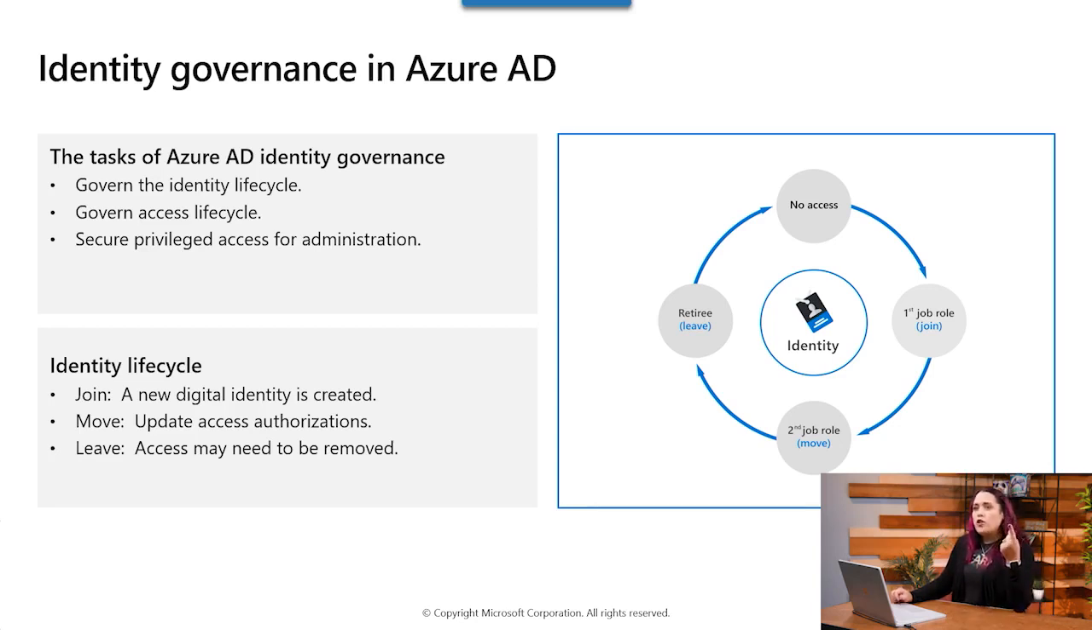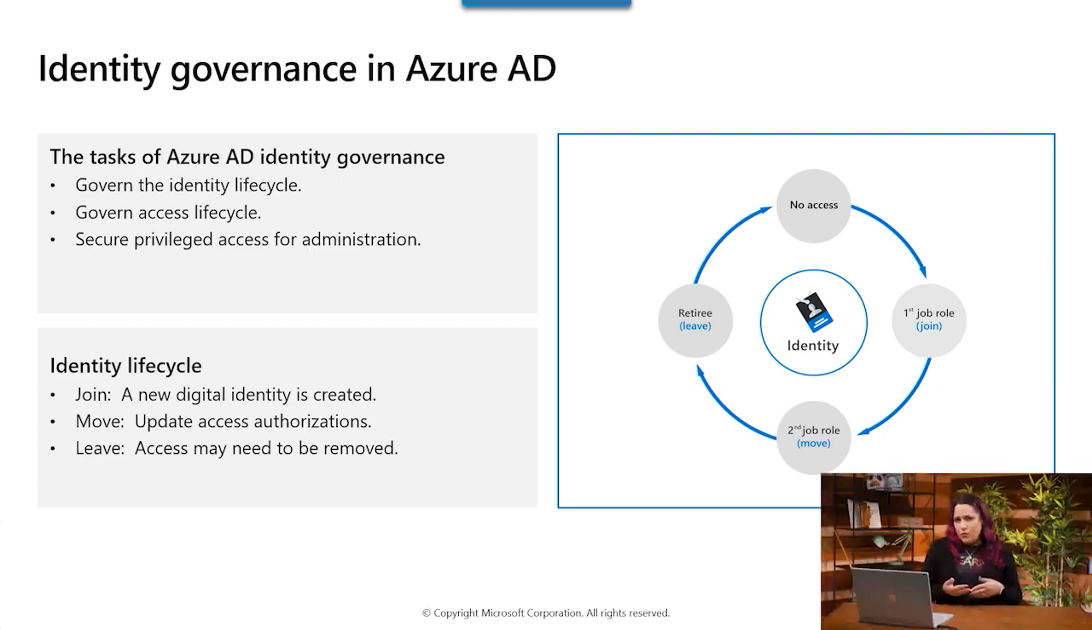1, which users should have access to which resources? 2, what are those users doing with that access? 3, are the controls set in place effective for managing that access? And 4, can the audit team verify that these controls are working? And inside of Azure Active Directory, there are tools built in to help answer these questions, with 3 key areas of governance. We have the identity lifecycle, the access lifecycle, and ensuring that your admin controls are secure.